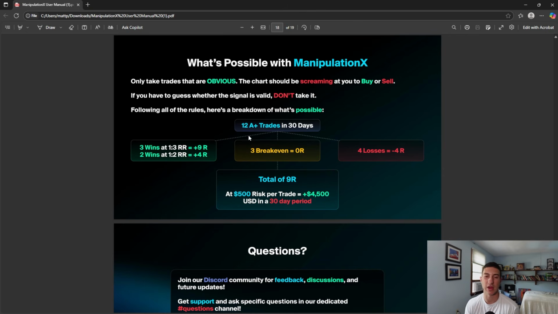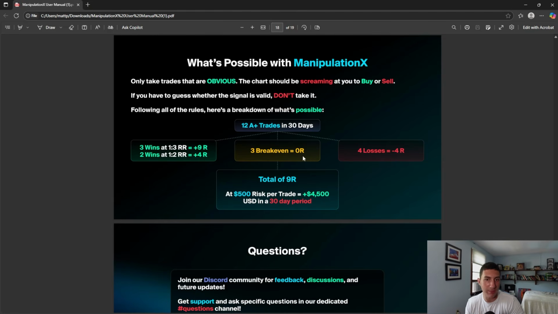That is reasonable. That's around 3 high probability trade setups per week, which again, in some days, you might get that in one single day. But again, you're waiting for those A+ setups. Let's say you take 12 of them in 30 days. Let's say you win 3 of them at a 1 to 3 risk to reward, which would be 9R. Let's say you win 2 of them at a 1 to 2 risk to reward, which is 4R.